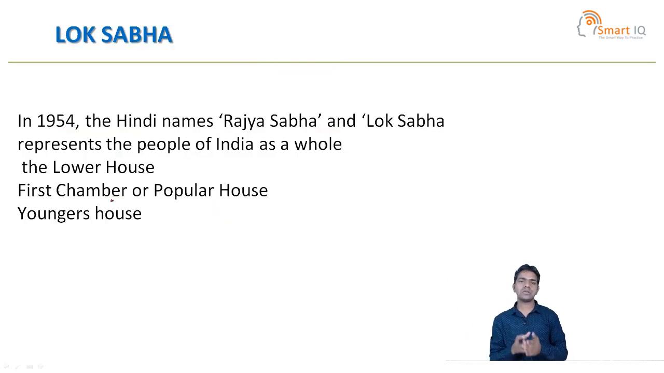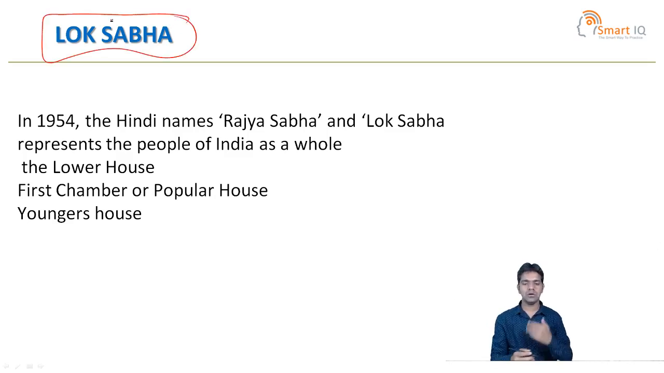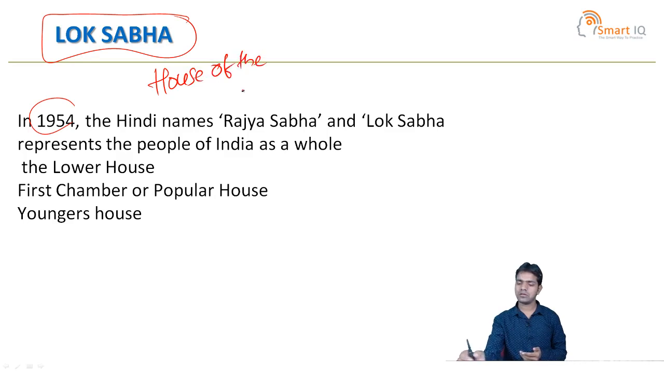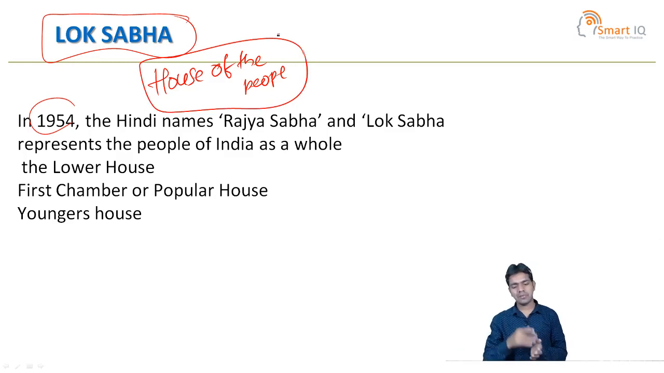So we come to the third part of the Parliament, that is the Lok Sabha. This is also a very important part of the parliamentary system of government. Before 1954, the Lok Sabha was called the House of the People. After 1954, Parliament adopted the Hindi name Lok Sabha. Lok means the country, Sabha means assembly or council.